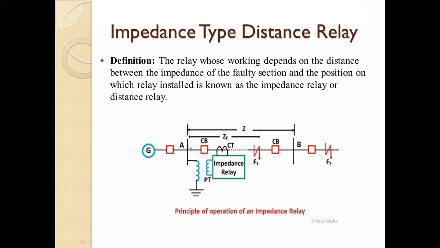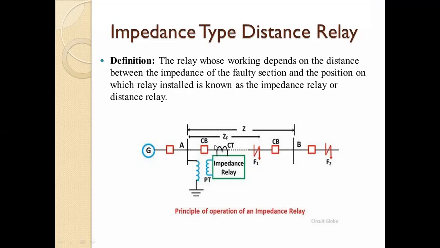We have also seen that this is our circuit diagram. Here one generating station, and we have considered one section, that is from A to B. The total impedance of this section AB is Z. Now F1 is the fault occurred in this section AB, or in this zone AB, we can say. Here this is the impedance relay, this is the potential transformer, and the current transformer. We are supplying voltage by using this potential transformer, and current is obtained by using this CT, which is connected in series. So when any fault occurs, this impedance is ZF.